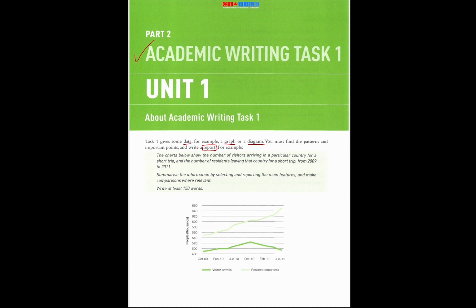For example, the charts below show the number of visitors arriving in a particular country for a short trip and the number of residents leaving that country for a short trip from 2009 to 2011. Summarize the information by selecting and reporting the main features and make comparisons where relevant. Write at least 150 words.